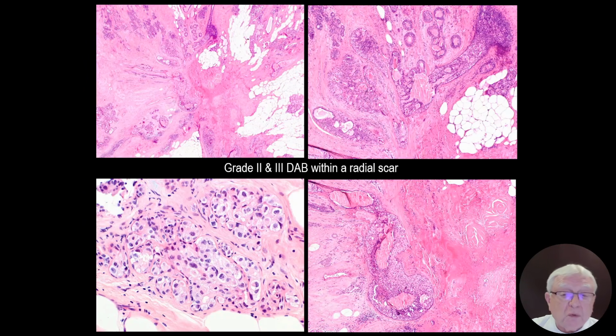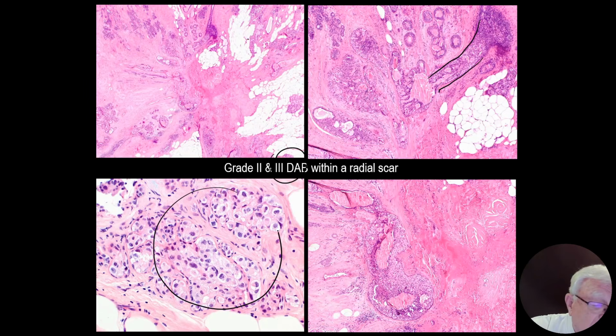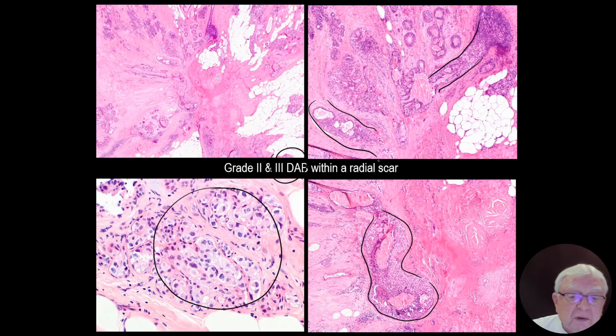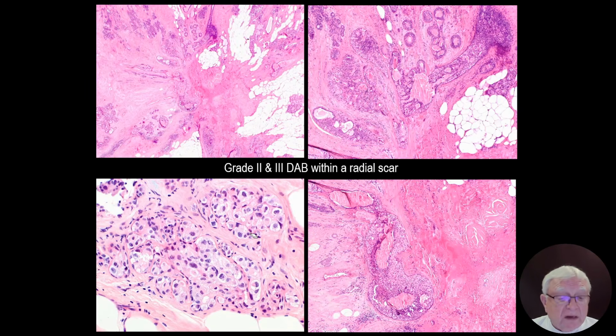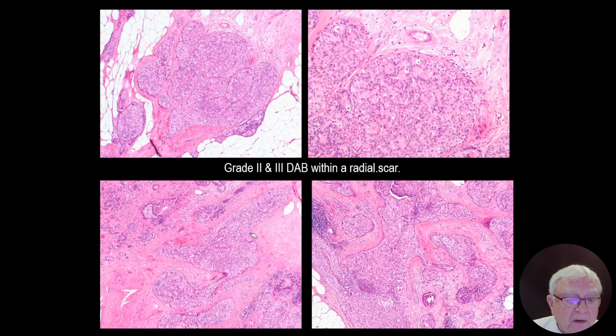Here is something I don't think, and I hope you will never see. I saw 2 or 3 in my life, that a grade 3 DAB is associated with radial scar. This is aggressive, and this is a duct. Grade 2 and grade 3 neoduct genesis, not DCIS. DAB associated with radial scar. Look at it very carefully. You will never see it anymore in your life. Happens very, very seldom.